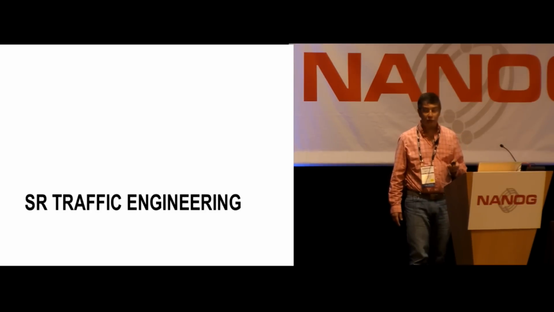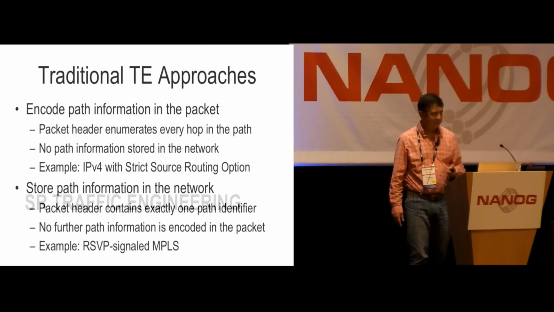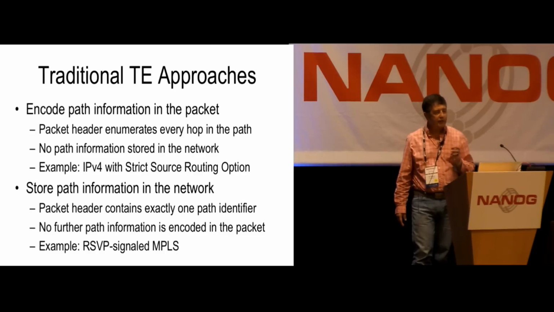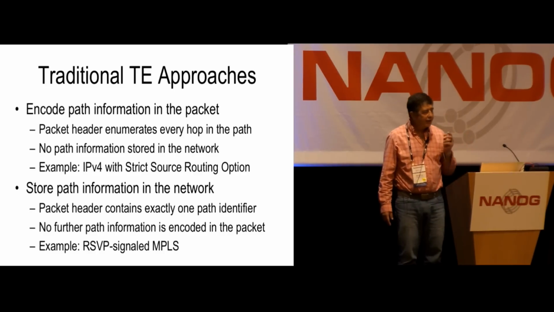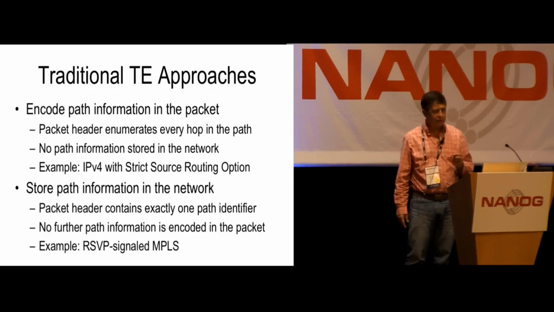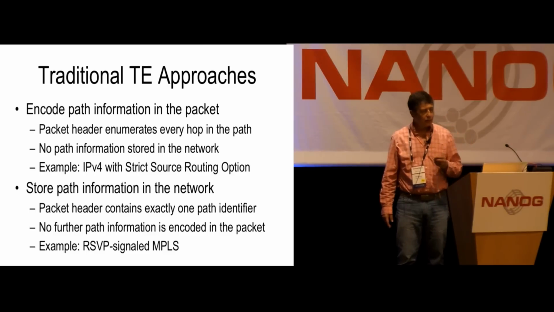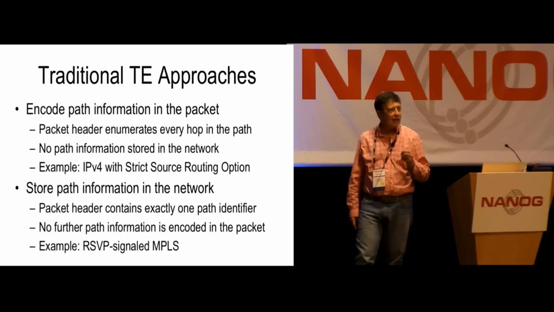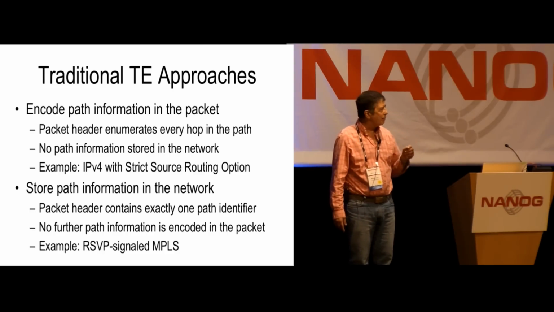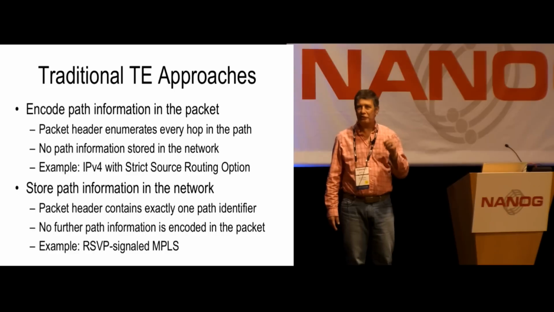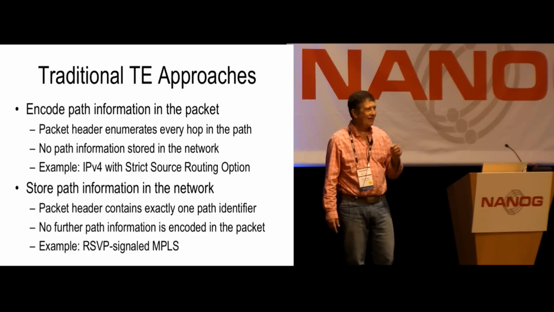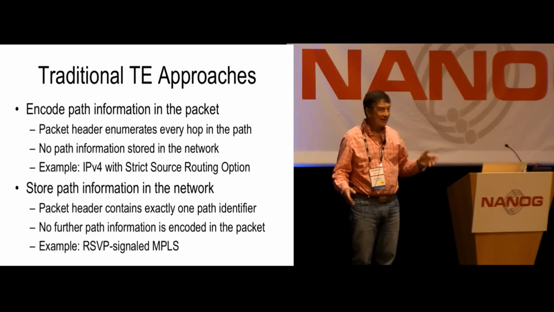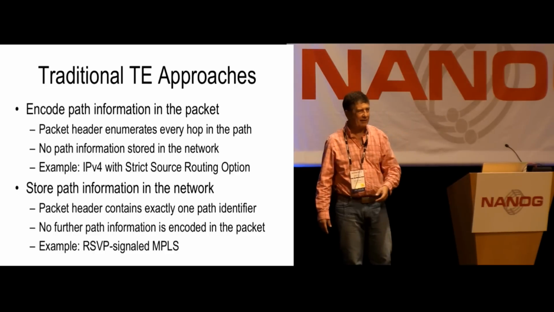Let's talk a little bit about traffic engineering with segment routing. And let's talk about how traffic engineering has been done in the past. There are 2 traditional approaches. One approach is to encode all of the path information in the packet. How many of you remember the IPv4 strict source routing option? Raise your hand if you remember what it is. Okay, that's an example where you encode the whole thing in the packet.